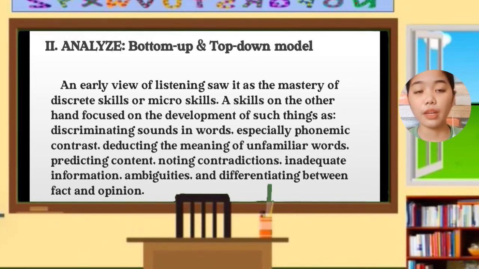As skills, on the other hand, focused on the development of such things, such as discriminating sounds in words, especially phonemic contrast, deducting the meaning of unfamiliar words, predicting content, noting contradictions, inadequate information, ambiguities. So there are two types of models in processing. These are bottom-up processing and top-down processing.